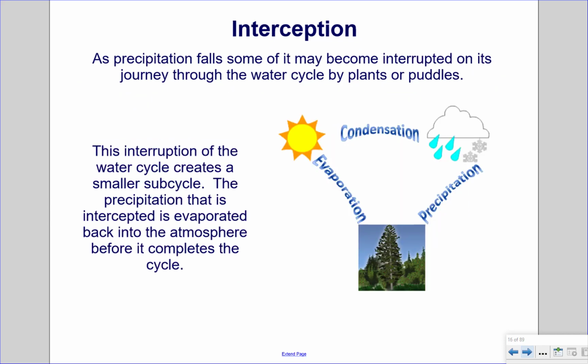Interception. As precipitation falls, some of it may become interrupted on its journey through the water cycle by plants or puddles. This interruption of the water cycle creates a smaller subcycle. The precipitation that is intercepted is evaporated back into the atmosphere before it completes the cycle.